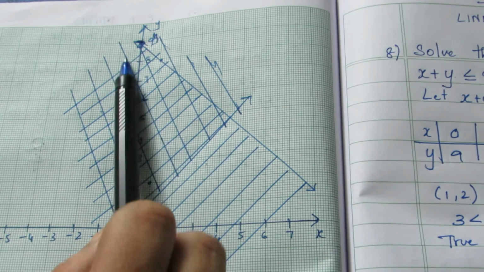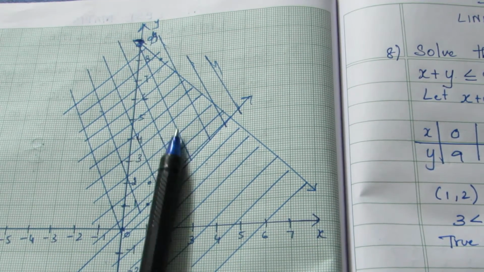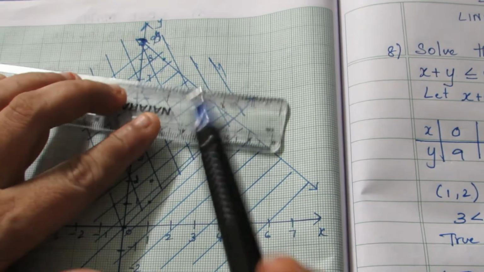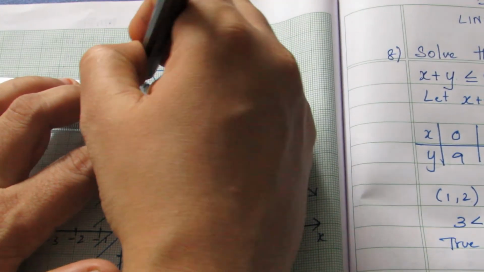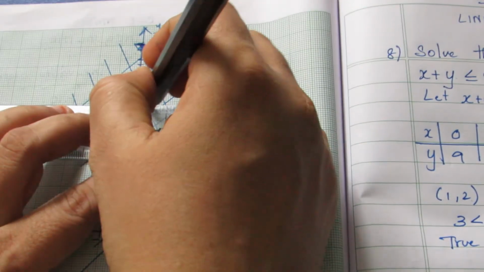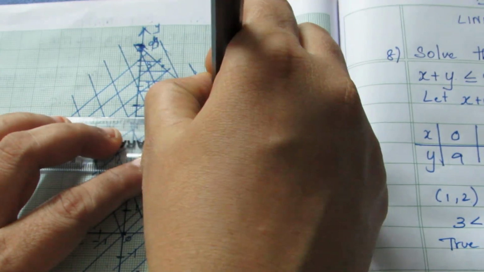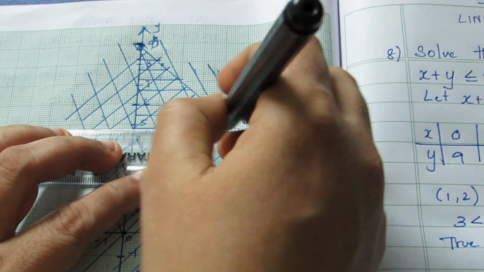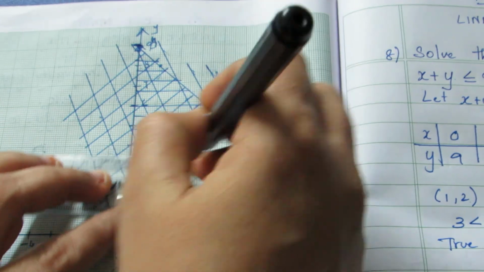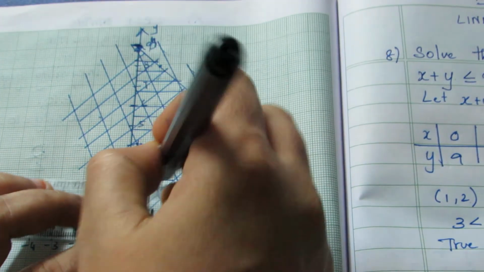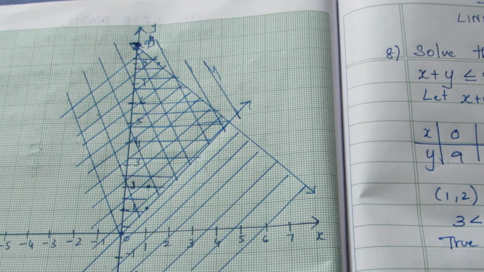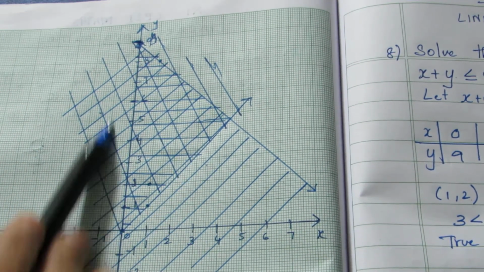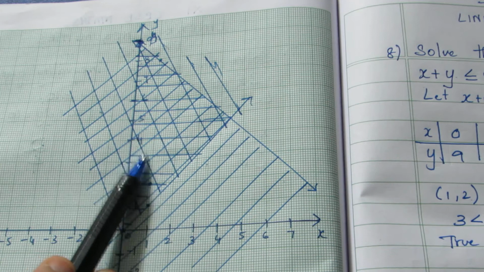For the third one, this is your line for the third one. It should be on this part. So this is the common place of all three. It is more than enough if you shade only the common part. So this is the common part of all three. So this is your solution.